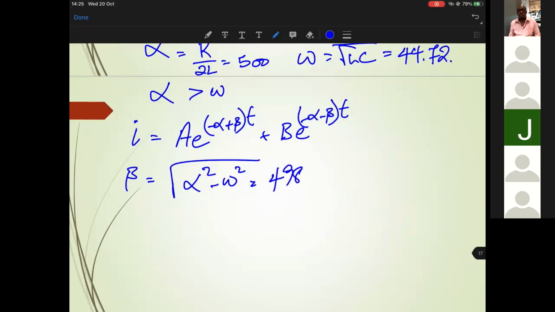All right, so 498. So add and subtract, so I is equal to Ae to the minus 2t plus Be to the minus 998t.